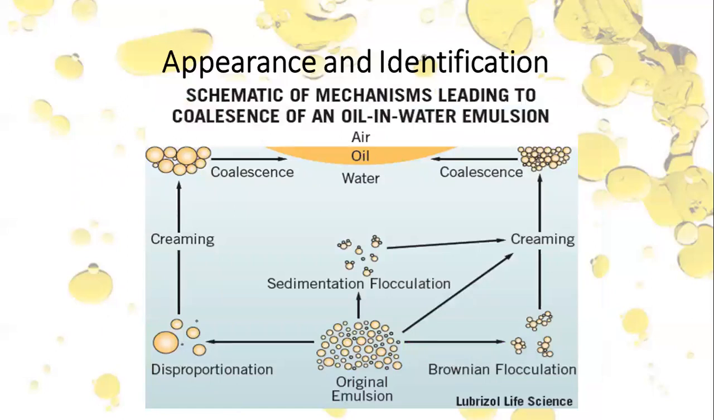Here is a schematic of the mechanism leading to coalescence in an oil in water type emulsion. See, first this is the original emulsion, then sedimentation occurs. This is the oil and water interface. Here creaming is the upward movement and sedimentation is the downward movement. Then flocculation is occurring here.